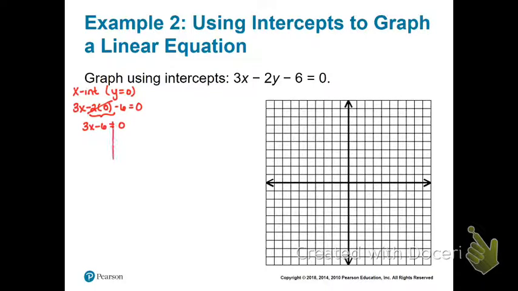Now solve for x. So add the 6. So 3x equals 6. And then divide by the 3. And so we get x equals 2. Now if they want that as an ordered pair, remember your x is 2, and your y is 0. We even wrote that above. So let's go to our x-axis and go to where x is 2, and let's put a point.